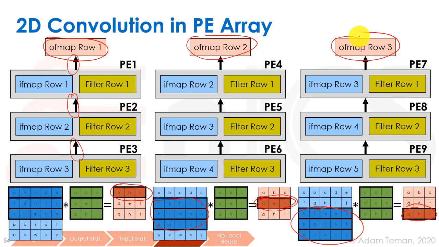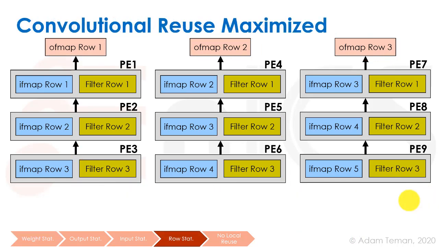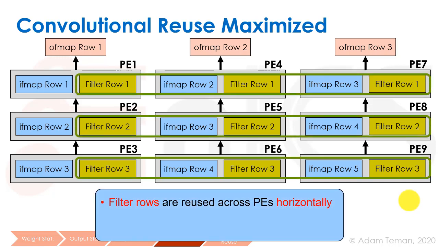So we were able to get in total with this 3x3 matrix of processing elements, we were able to nicely get the full convolution of the 3x3 output map. This actually maximizes the convolutional reuse. Let's see how. So first of all, filter rows are reused across the PEs horizontally. So filter row 3 was taken into all these three processing elements. So we can just broadcast it basically to all of these guys, and it doesn't have to change. And again, filter row 2 in these three, and filter row 1 in these three.